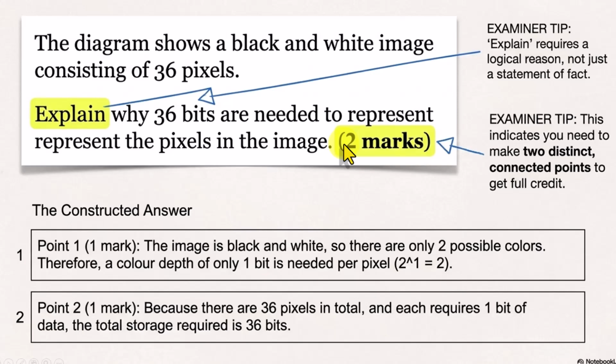For answering this question, we will have something like this. The image is black and white, so there are only 2 possible colors. Therefore, a color depth of only 1 bit is needed per pixel. 2 to the power of 1 is equal to 2, so 1 bit. That is 1 mark. And because there are 36 pixels in total, each requires 1 bit of data, the total storage required is 36 bits. That is your second mark. If you just write one of them, you will have 1 mark only.